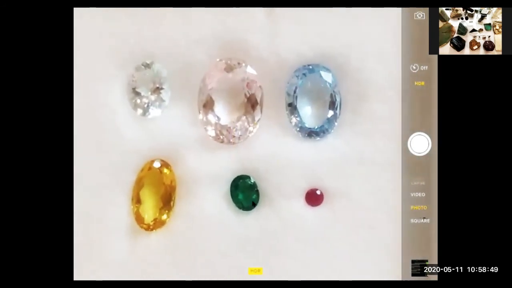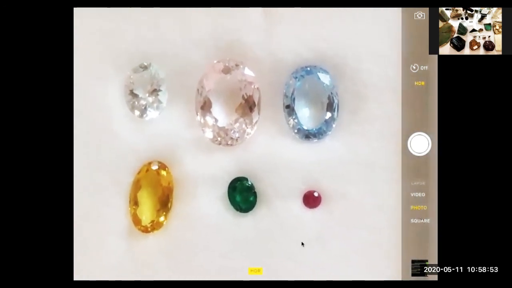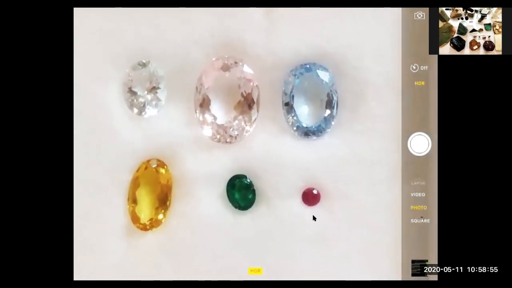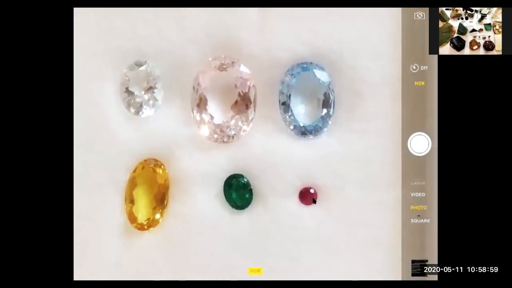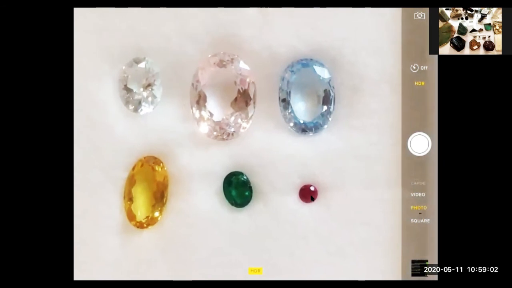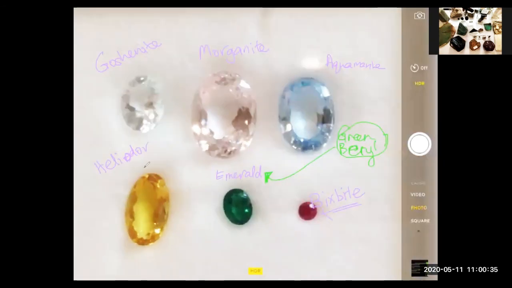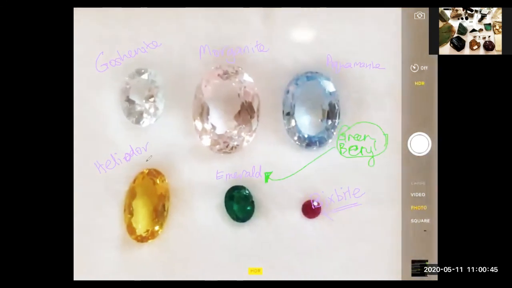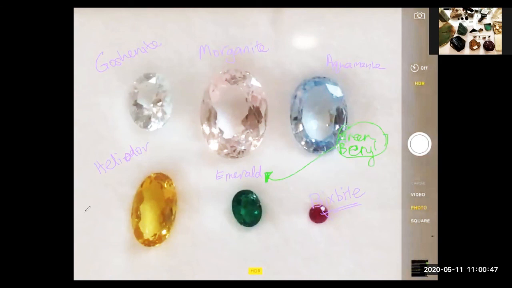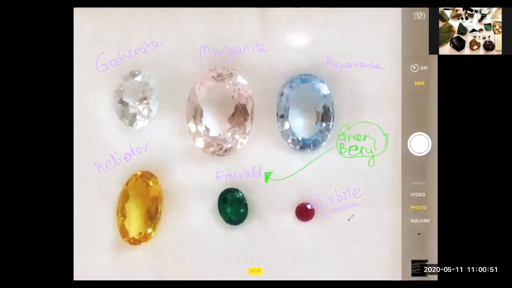So I cannot call this red emerald. The family is called beryl. Okay, so this one is a red beryl. It's not a red emerald. And it also has another name called bixbyite. These are really tricky terms, and the names help people understand better. Okay, they're all in the same family. So the goshenite, morganite, aquamarine, heliodor, emerald, and bixbyite are the varieties of the beryl family.